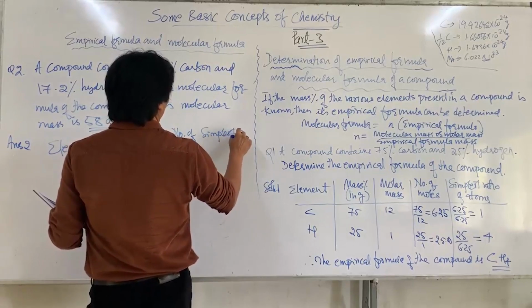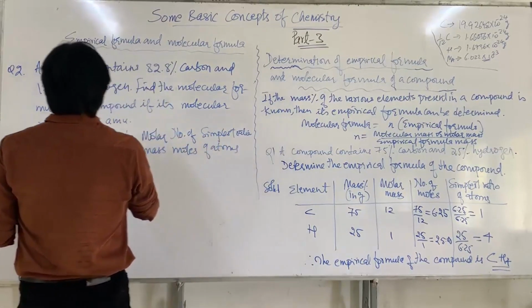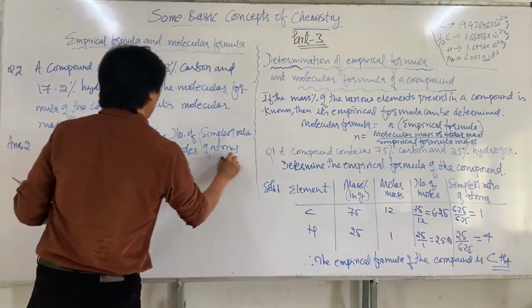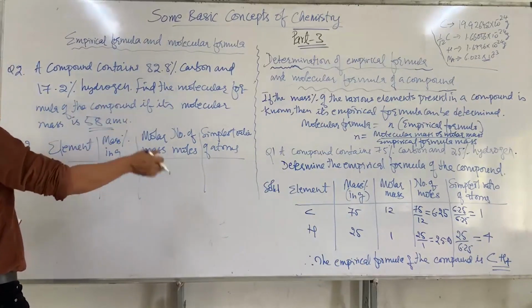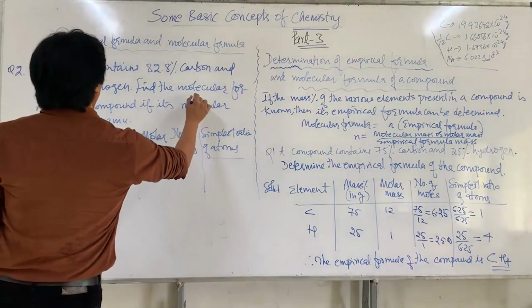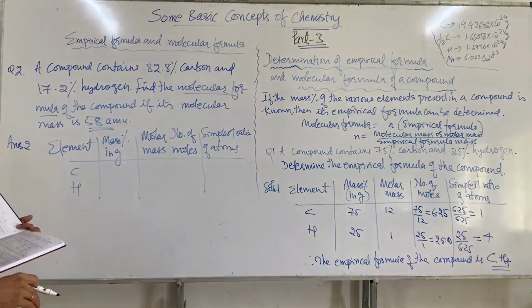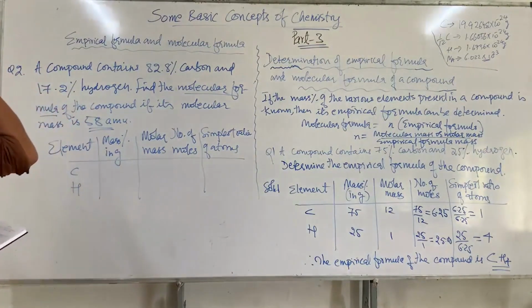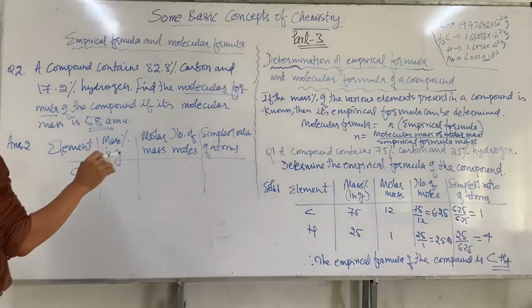Simplest ratio of atoms. Okay, that's it. So you have just 2 elements, the first one carbon and then hydrogen. To find the molecular formula, you have to first find the empirical formula. Once you have found the empirical formula, then you will find the molecular formula by multiplying it by N.